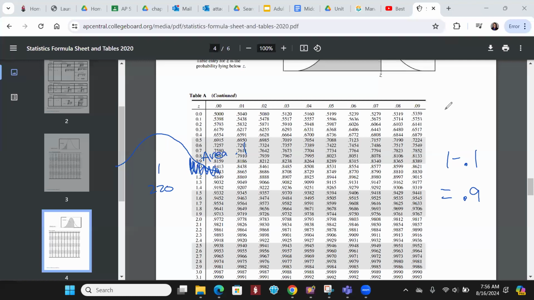We want 0.90. There's not exactly 0.90 in this table. So looking at our options, we have right here to right here. Somewhere in between here would be 0.90, correct? What is the z-score that's corresponding to that?